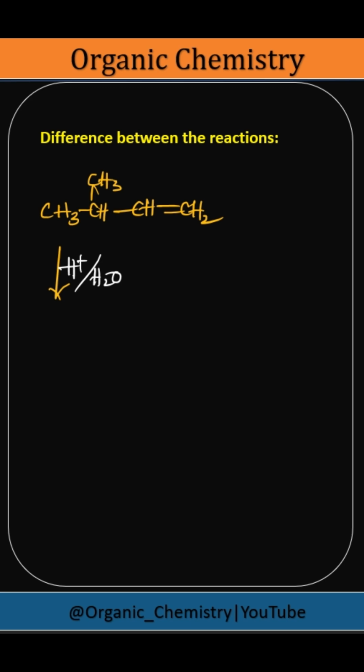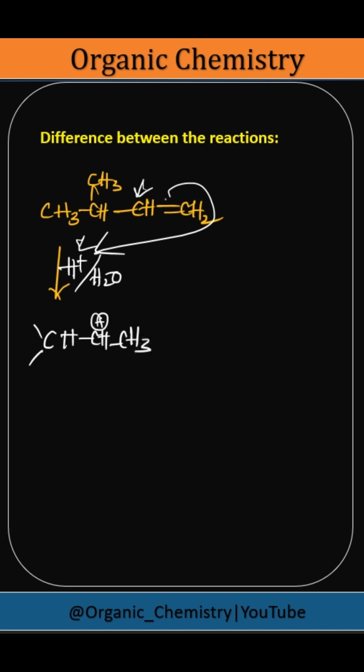First, let me explain with the mechanism for this, because it will be helpful for you. First, this double bond abstracts this hydrogen, and it will form a carbocation on this carbon. Let me write it like this: CH, CH positive, CH3. We get this intermediate, and as we know, this is a secondary carbocation, and there is a possibility of forming a tertiary carbocation.